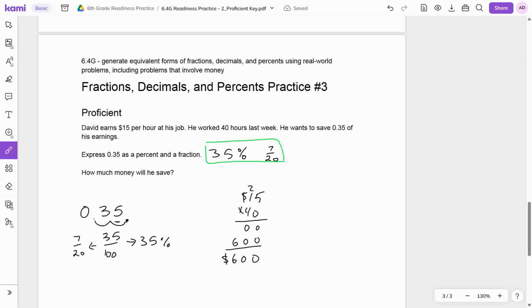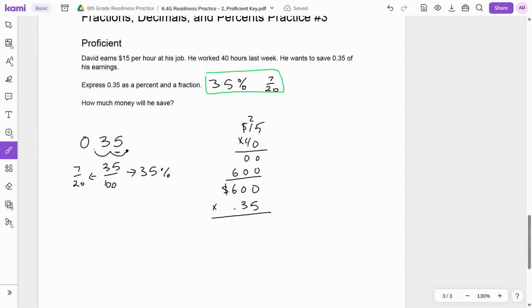Now I want to save 35% of that. So now I can multiply this by 35%, and that's going to get me the actual amount of money he saved, not just multiplying it by the 15. That would tell me how much he saved per hour. So 0, 0, 30. Then I've got 0, 0, 18 to make sure everything is lined up correctly. So that's going to be 21. I've got 2 digits behind the decimal, so there we go. He earned $600, but he saved $210.